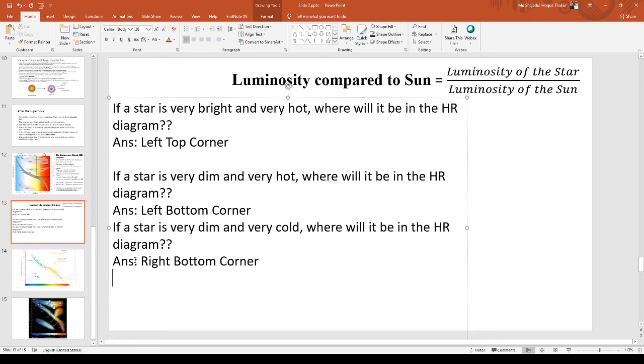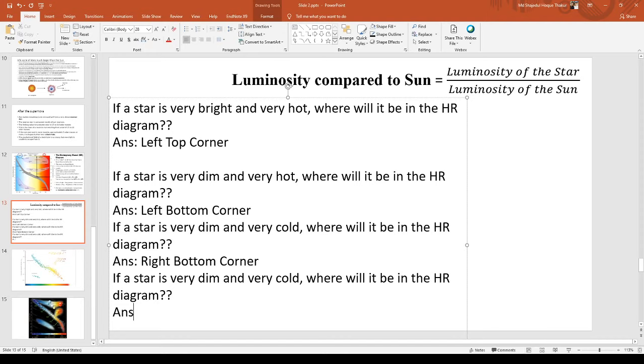And we have only one case left. What is that? If a star is very bright and very cold, what will that be? Very bright, so it's going to be top, but very cold, so it's going to be to the right. So this will be right top corner. Understood?